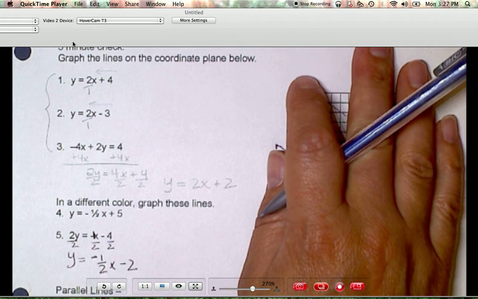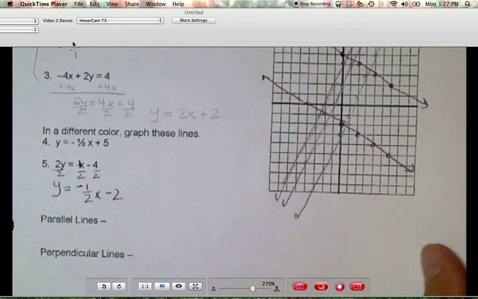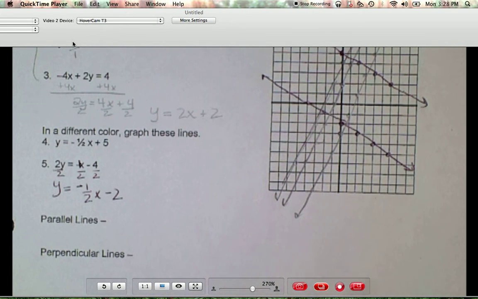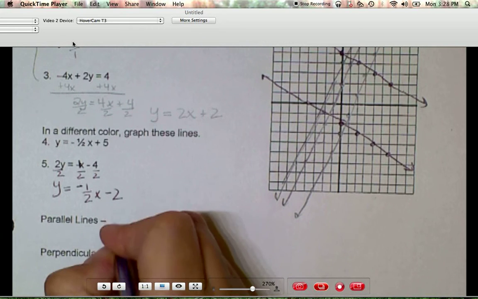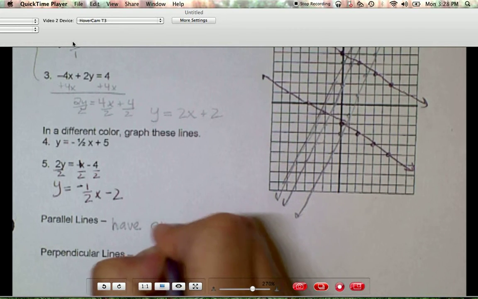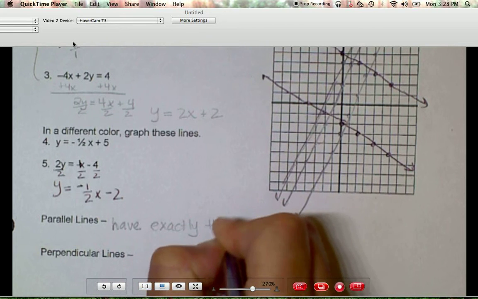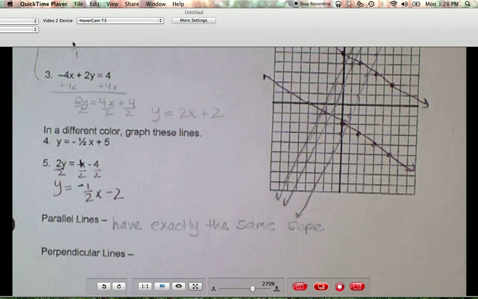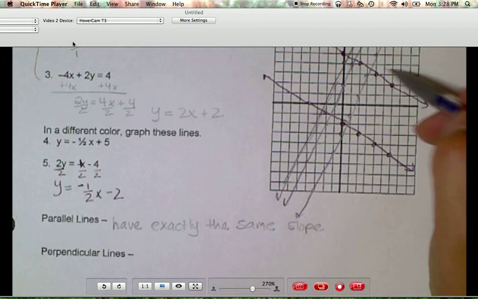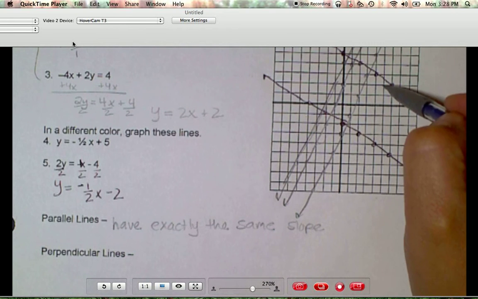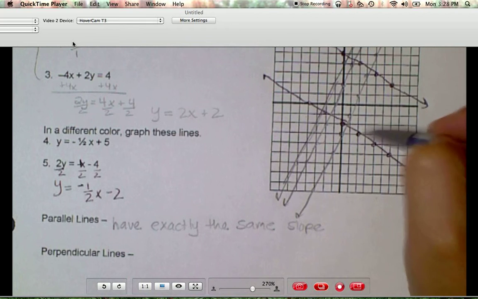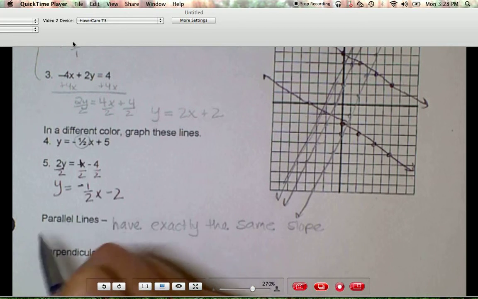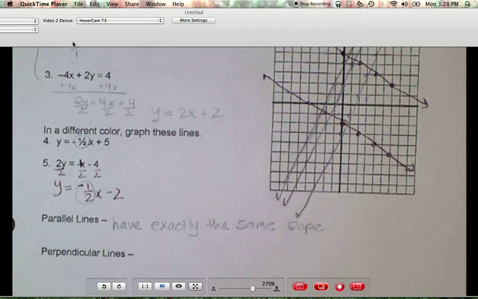So this helps us with our discussion about parallel lines. Parallel lines have exactly the same slope. Okay? What about 4 and 5? If we look at 4 and 5, compare them to each other, they are also parallel to each other. So let's look at their slopes. Negative 1/2 and negative 1/2.